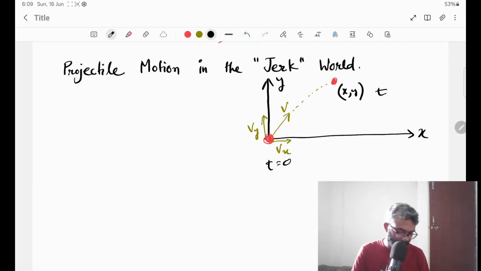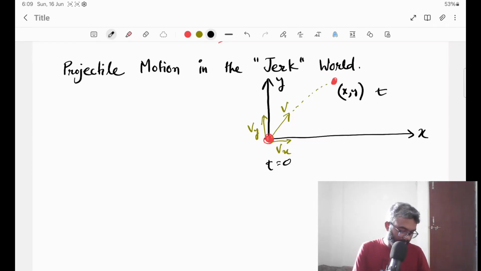So this is the setup that I have. As you can see, I have an object, denoted in red, at the origin, and it is given an initial velocity whose components are vx and vy. I want to find out the trajectory, the path that this particle is going to follow. So basically, at time t, this particle is going to be at this xy coordinate, and I just want to find an equation of x and y in terms of t.